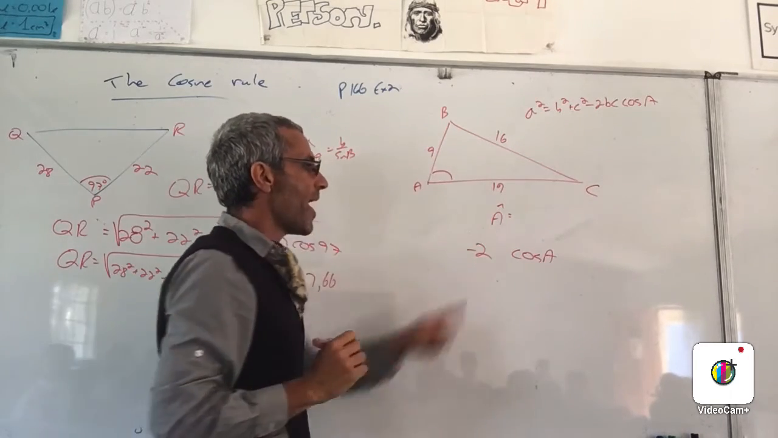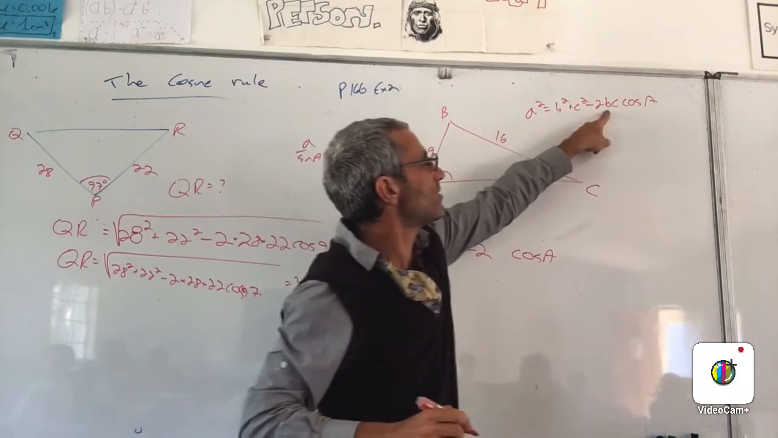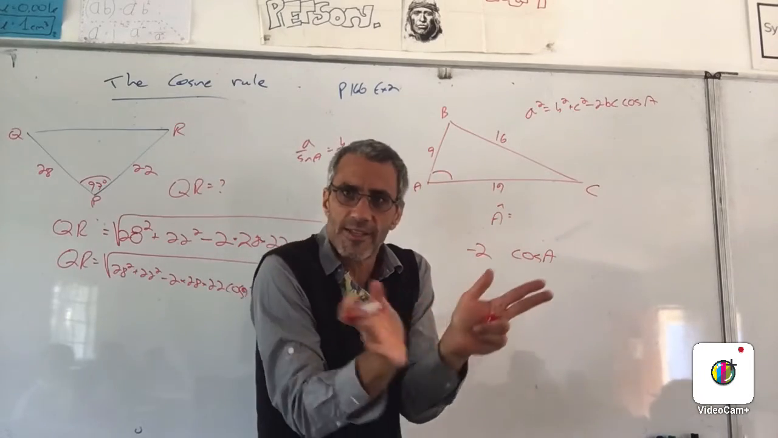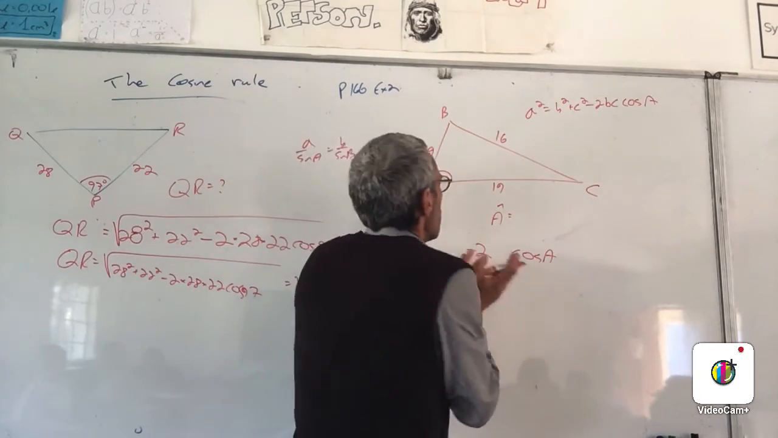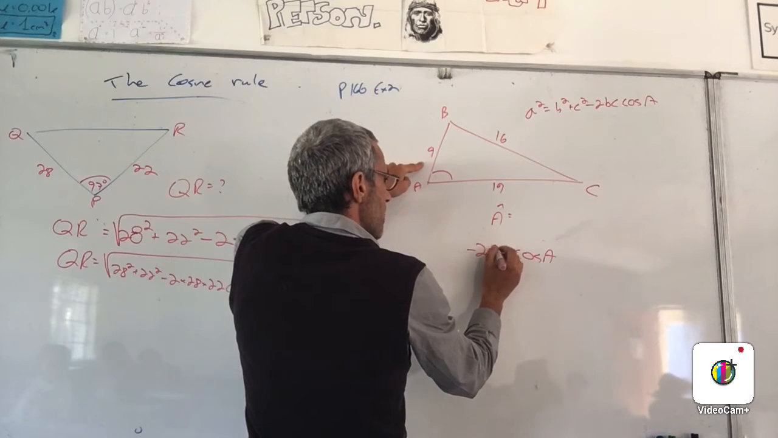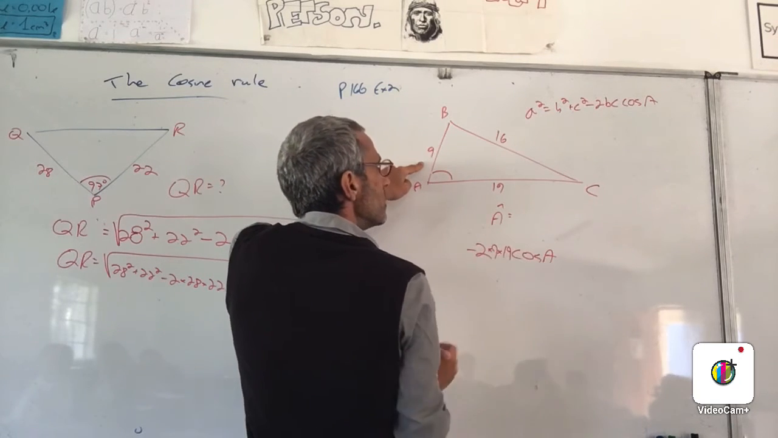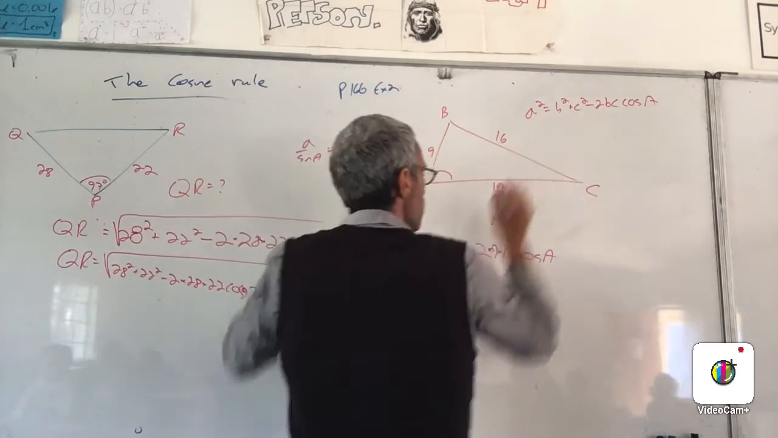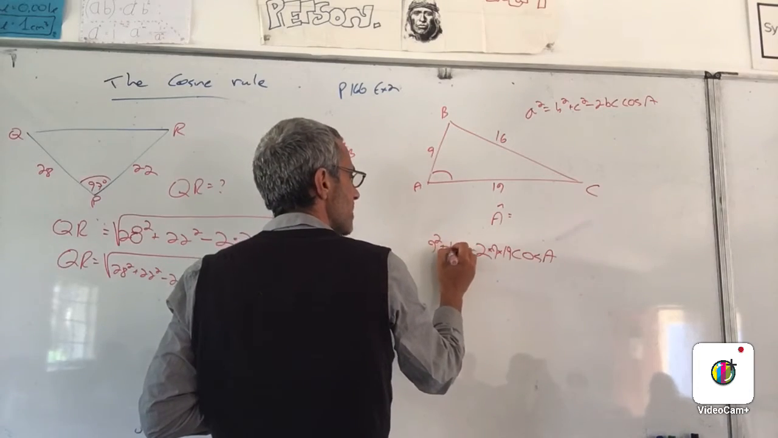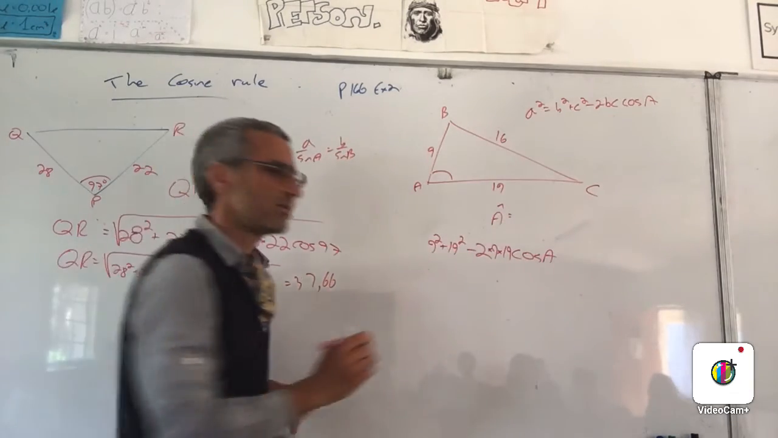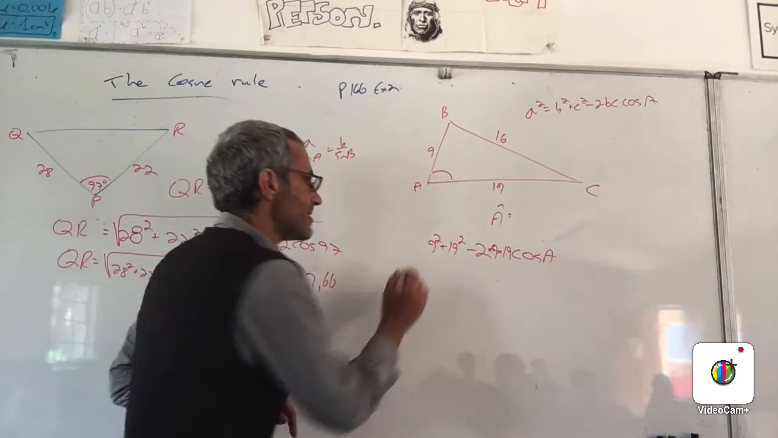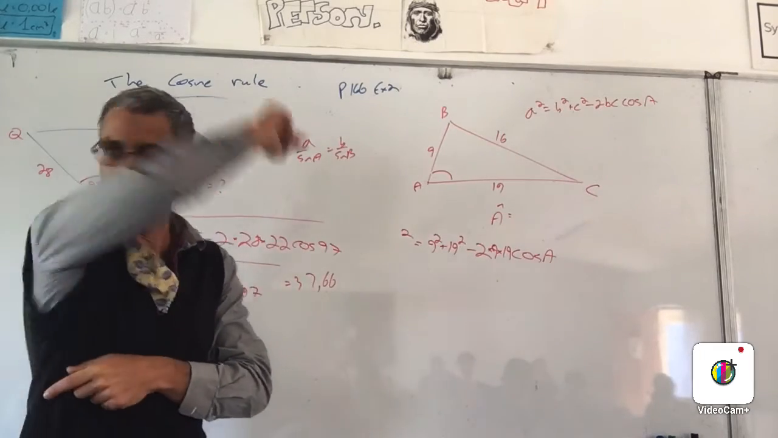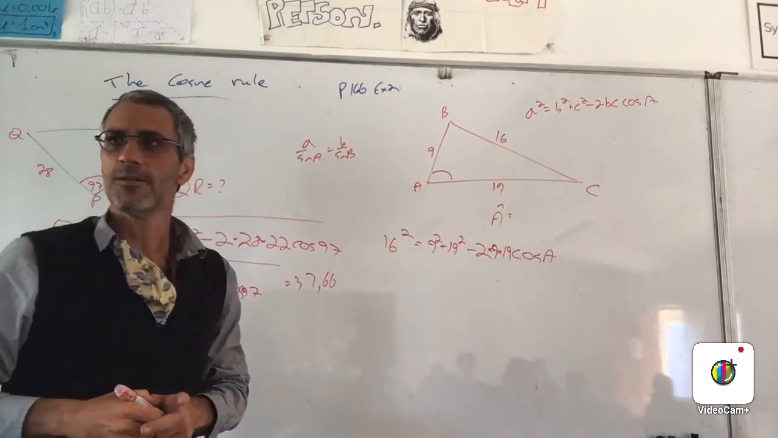Because we want to know cos A, these sides are not just random sides of the triangle. They are the sides on either side of the angle, the sides that are making that angle. So it's going to be times 9 times 19. And b squared plus c squared is 9 squared plus 19 squared. Are we happy with that? And then that is equal to what squared? Which side? 16. Well done.